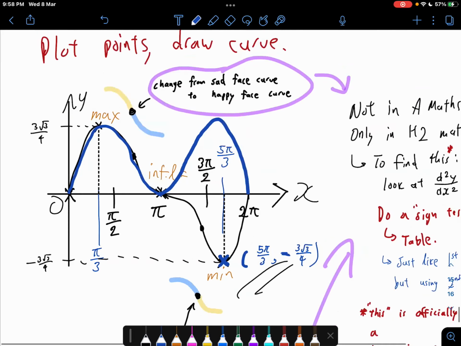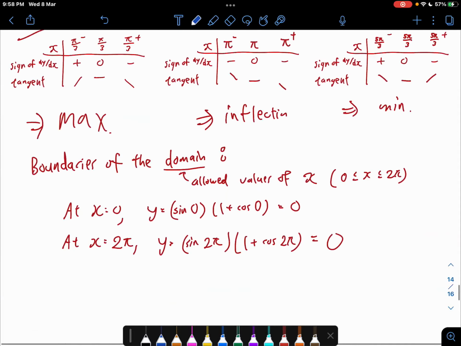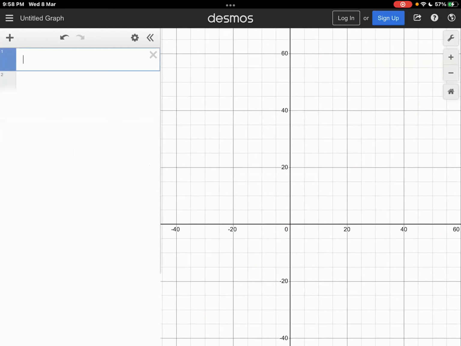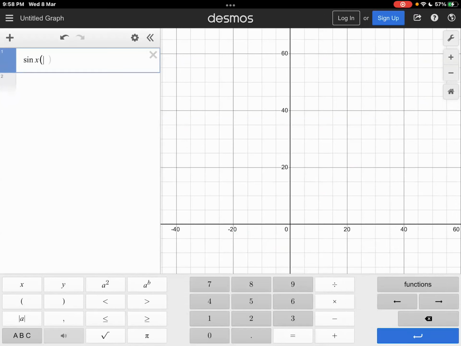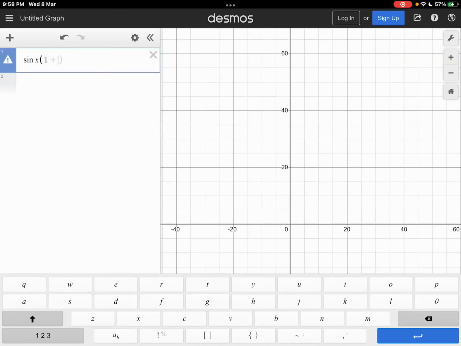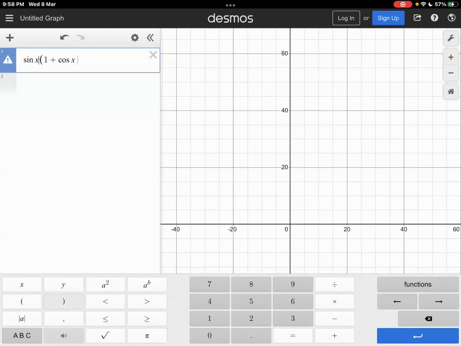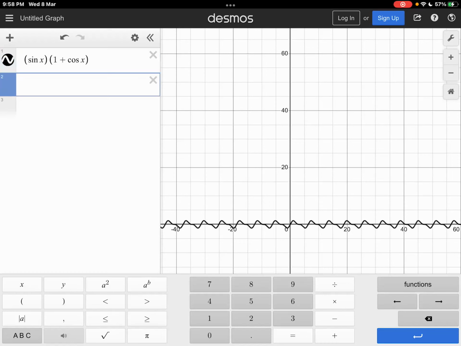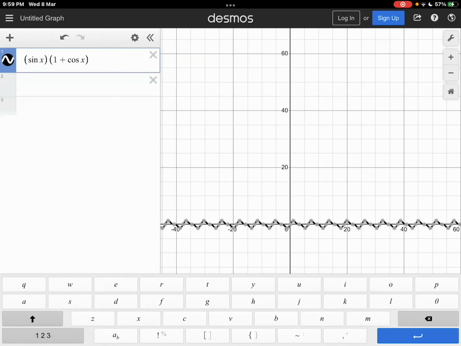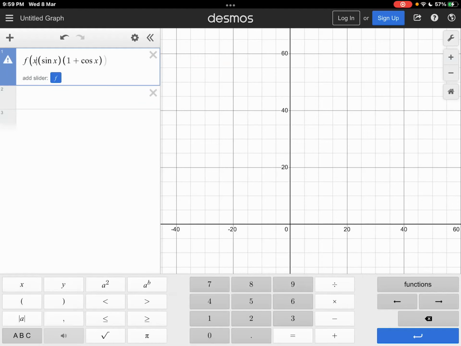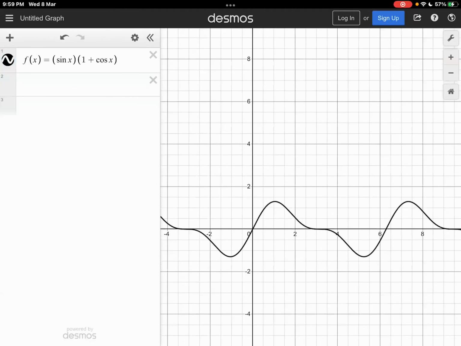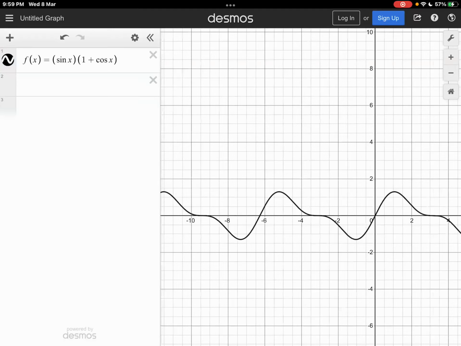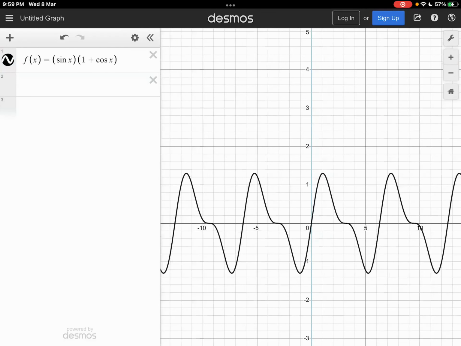Let me just convince you by drawing using decimals. Sin x times (1 plus cos x). To be less confusing, I'm going to put an extra pair of brackets. Then I'm going to use something known as function notation to make my life easier. f of x equals that, the black color curve. Just change the scale a bit to make it look nicer. Something like this.